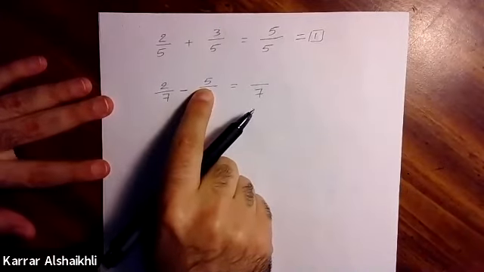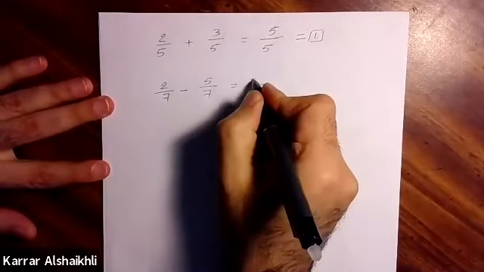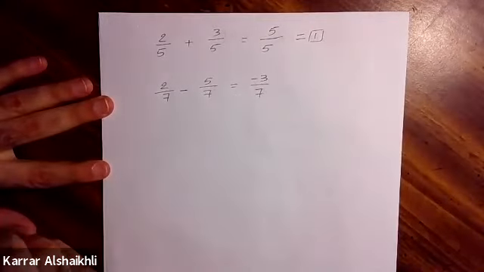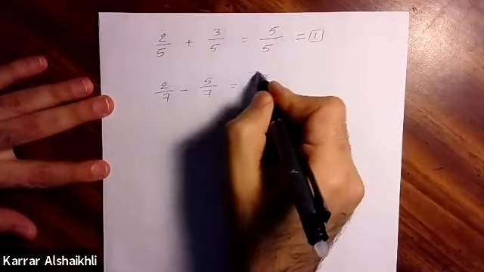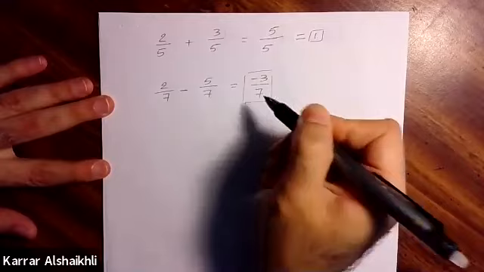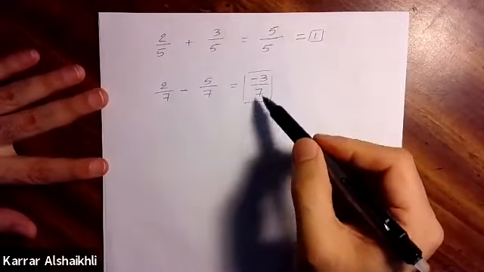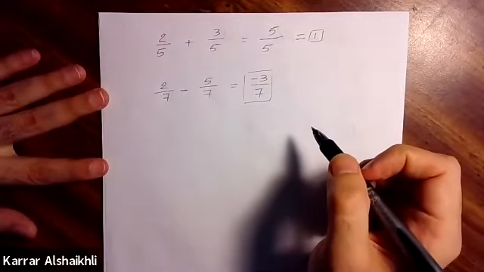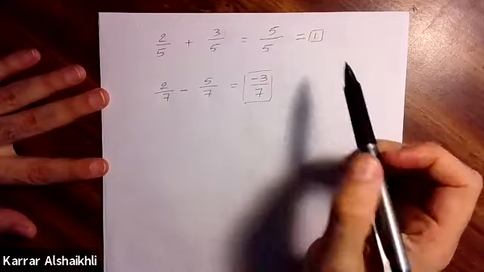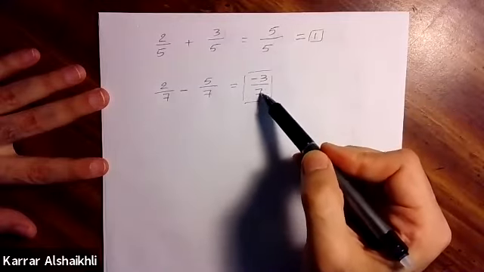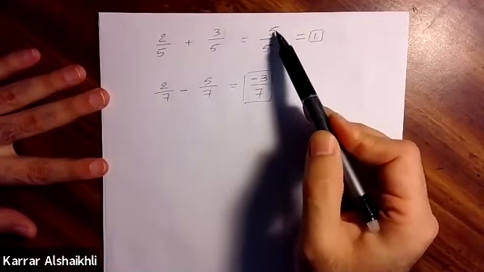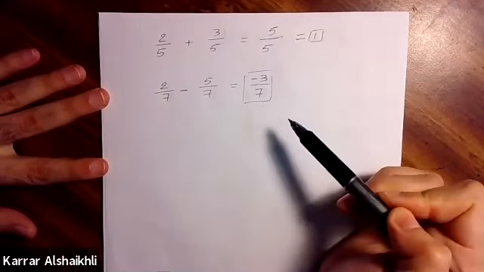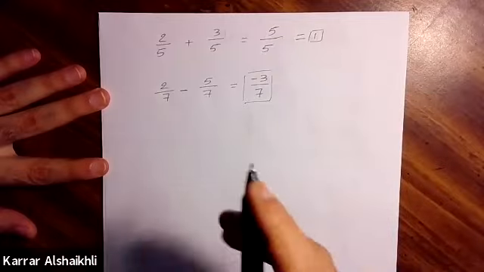It's not a 3, it's -3. 2 minus 5 is -3. That means the result is going to be -3/7. Also, I can't simplify it, so this is the result. And always, you see, check if you can simplify it. With this one, we can't simplify it. With the previous example, 5 divided by 5 is going to be 1. That means we simplify it.